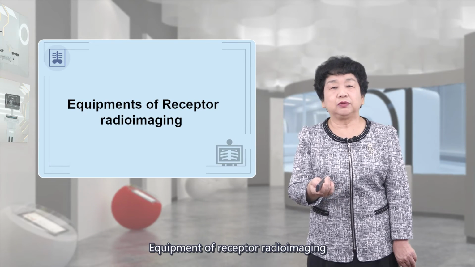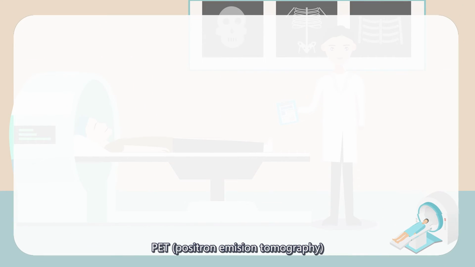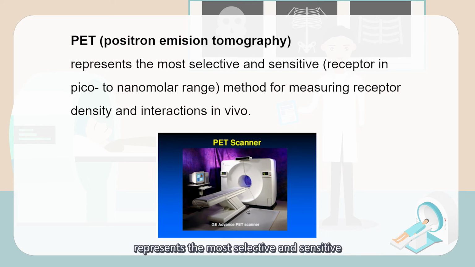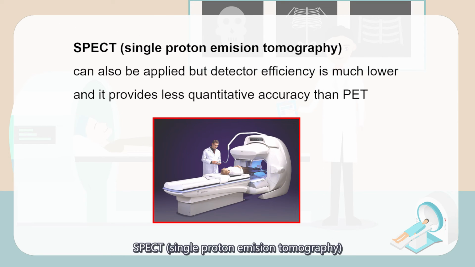Equipment of receptor radioimaging. PET, positron emission tomography, represents the most selective and sensitive method for measuring receptor density and interaction in vivo. SPECT, single photon emission tomography, can be applied, but detector efficiency is much lower than PET. It will provide less quantitative accuracy than PET.